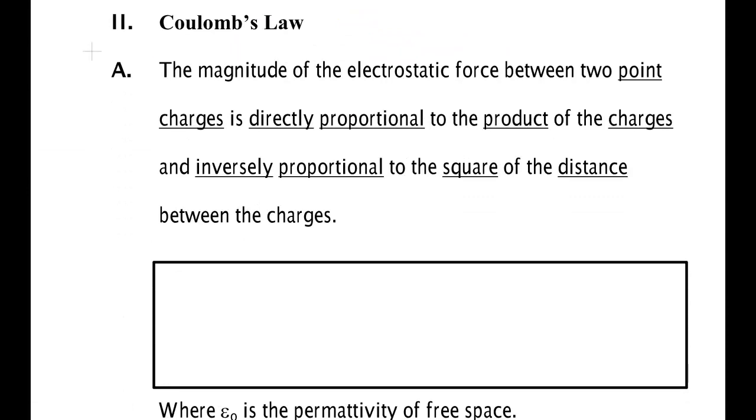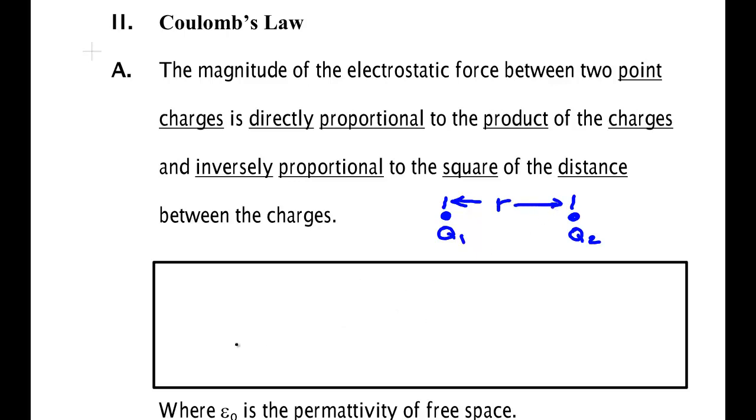Now, Coulomb's Law. Point charges tend to show up a lot. So we have this problem where there's this one charge over here, call it Q1, and there's another charge over here, call it Q2. They could be plus or they could be minus. And there's a distance between these two charges, and that distance is R.